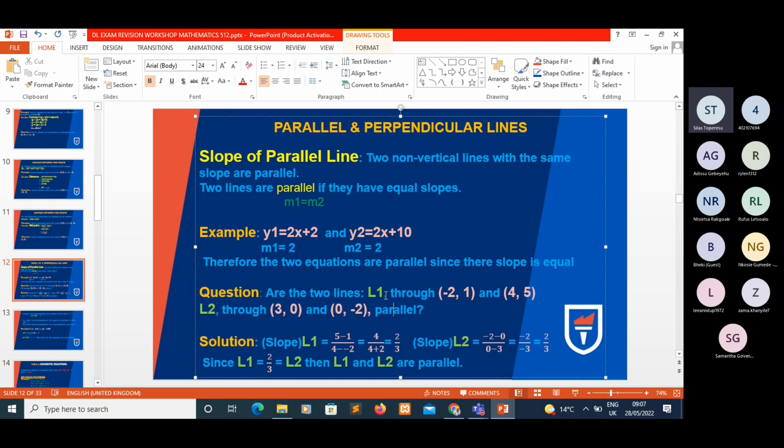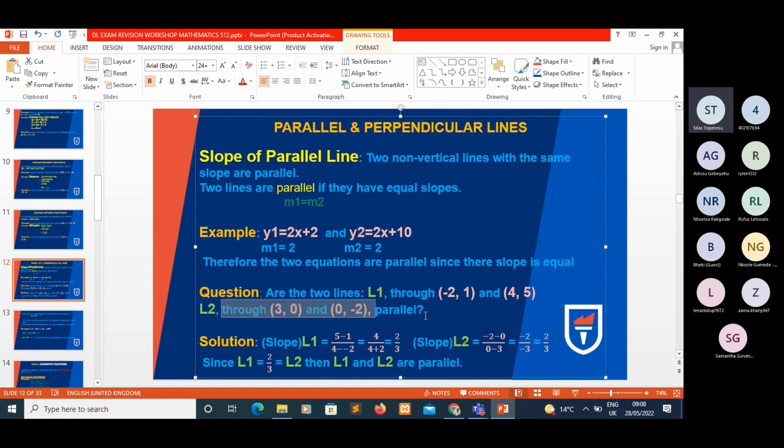Here you are given in the question that L1 is passing through these 2 points, and L2 also has these 2 points. And you are asked whether these two lines L1 and L2 are parallel. So what do you have to do? You determine the characteristic of parallel based on the slope. So you have to determine the slope first, which means you calculate the slope of L1, then the slope of L2, and then compare those two slopes, whether they are the same or different.